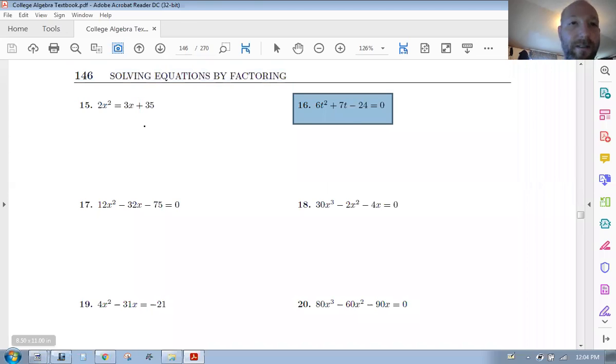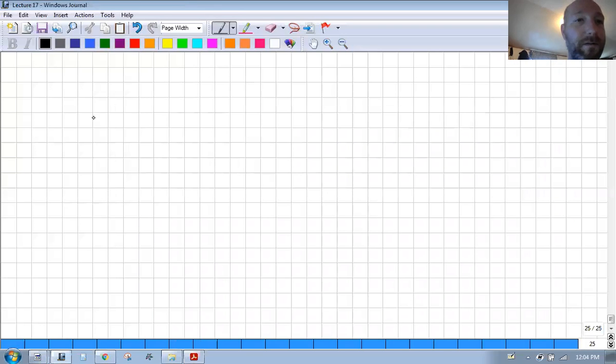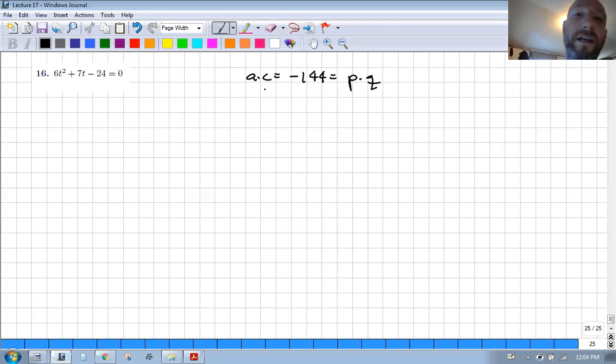Number 16. All right, we can't pull a number out of here, so we need to factor it as is. 6 times 24 is 144, but it's negative. We need two numbers that give us that. B is 7. So they need to add to give us 7, but multiply to give us negative 144.